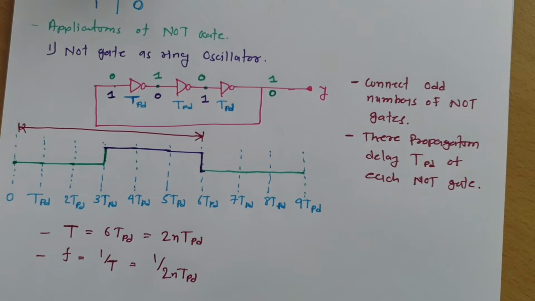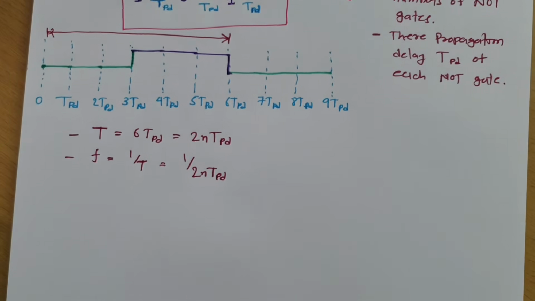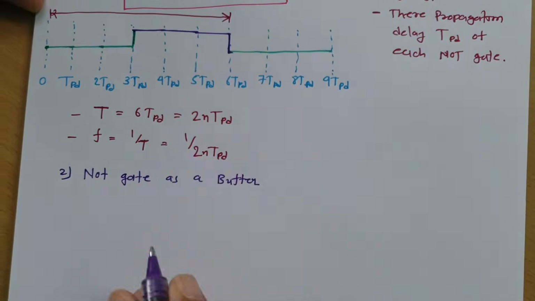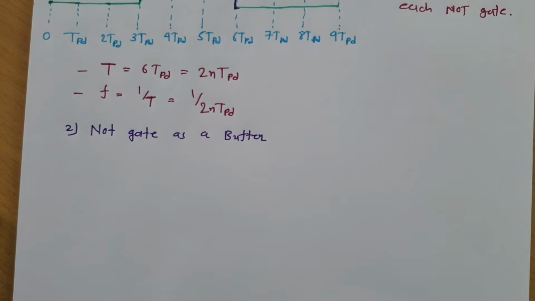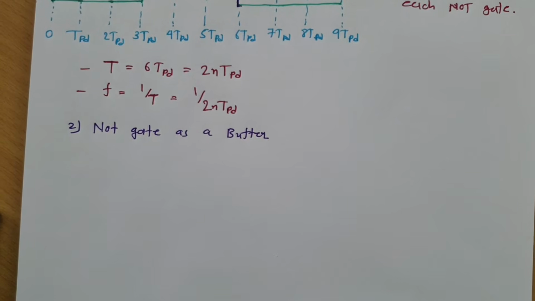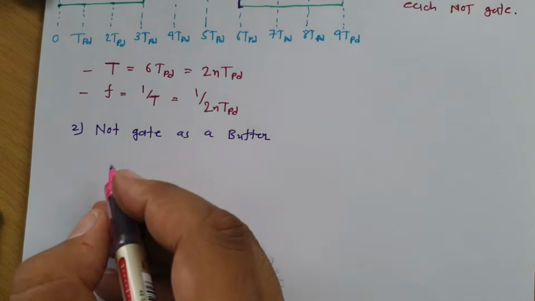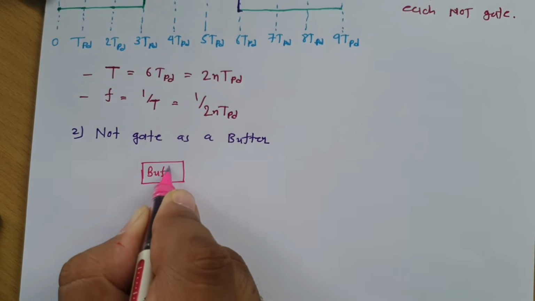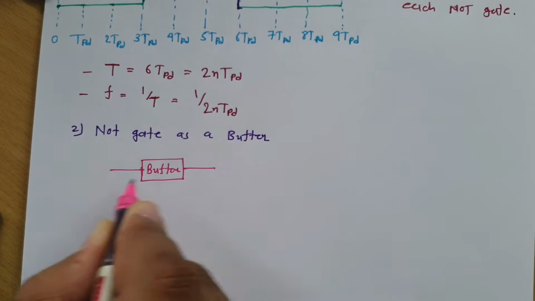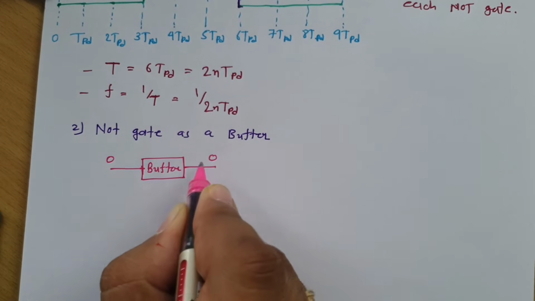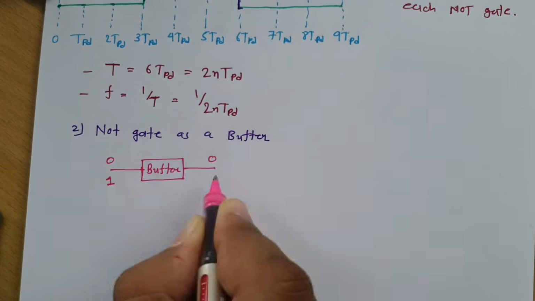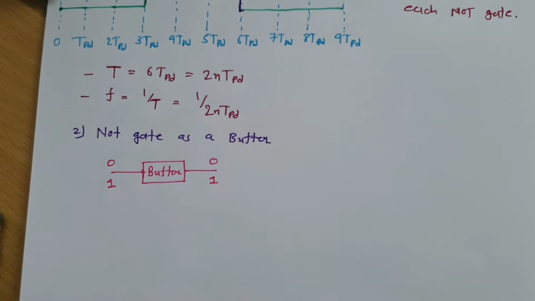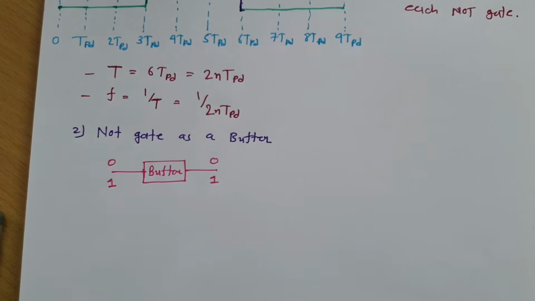Now let us have the second application, and that application is NOT gate as a buffer. First of all we should know what a buffer is, right? In a buffer, if you give input 0 then output will be 0, and if you give input 1 then output will be 1. So that is the basic working of a buffer.